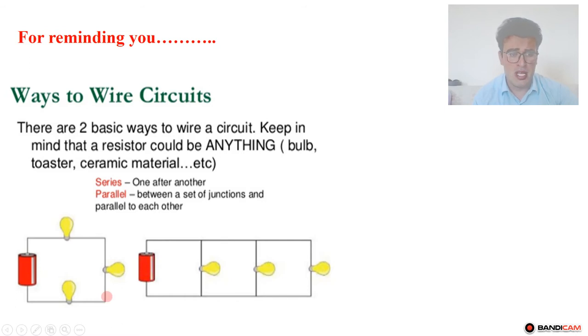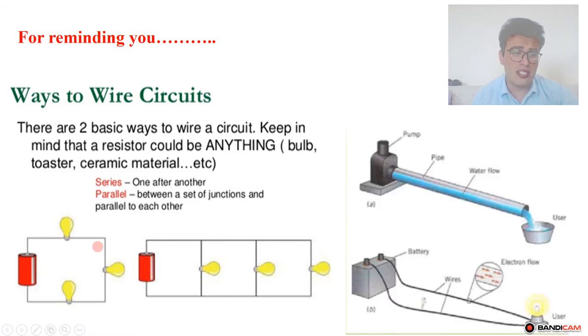For example, if you look at this picture, this is a simple electric circuit that consists of three main parts. We have the battery, the wire, and the user, or the lamp. Inside of this electric circuit, we have more than two components. For example, we have three bulbs here. These three bulbs are connected with each other in series.